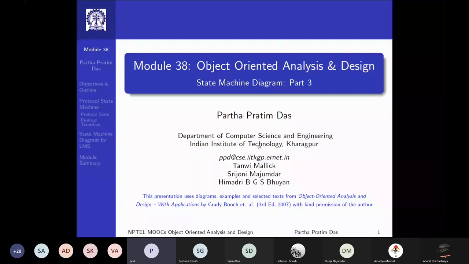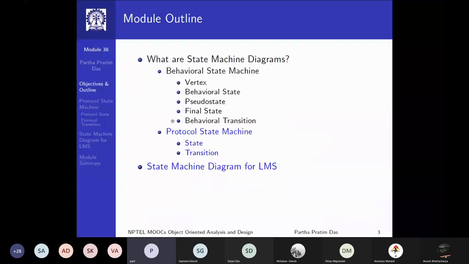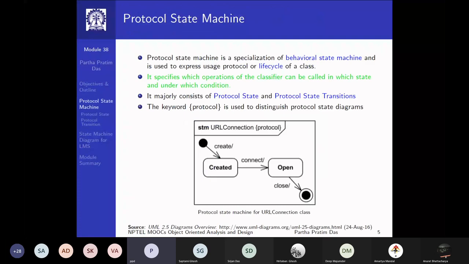Now there is another part of the behavioral state machine which are called protocol state machines, which are just refinements of the behavioral state machine. I will not go through the slides. I would rather just describe it at a top level: a protocol state machine is a specialization where the way you say that it is a protocol state machine is you write protocol here.